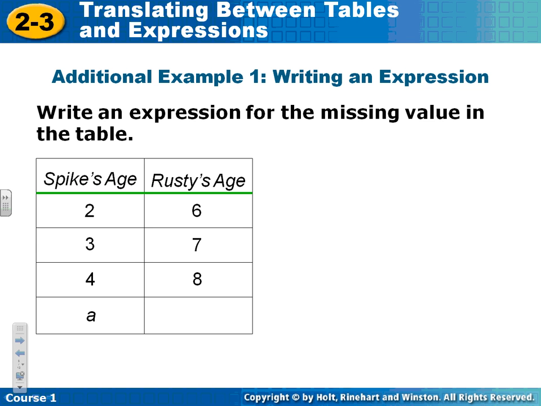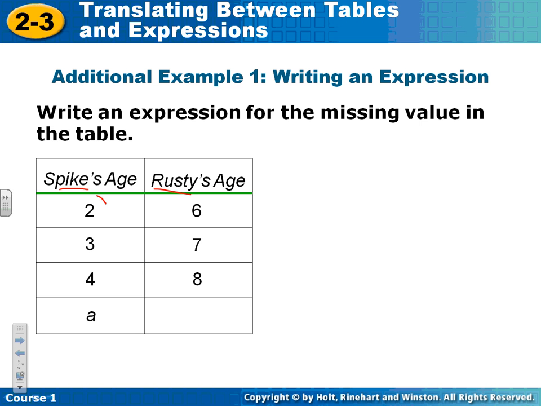It says write an expression for the missing value in the table. Basically, you need to come up with an algebraic expression. What does algebraic expression mean? What does an algebraic expression contain? Numbers, symbols, variables, or letters. Okay? So we need to come up with an algebraic expression here because we are not necessarily looking for a pattern from here to here to here. We are looking for our patterns between Spike's age and Rusty's age.